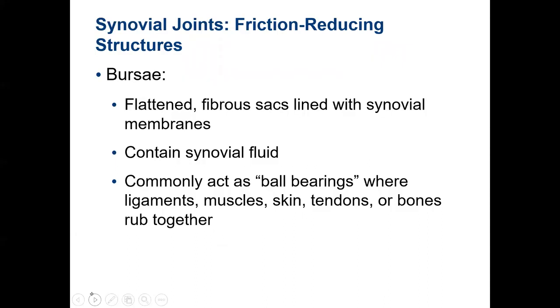There are lots of structures there to reduce friction because friction is bad for the bones. Anytime you apply friction, you're going to get growth and bone spurs, that sort of thing. There are bursa. Bursa are these sacs of fluid that act like ball bearings between the bone and something, the bone and skin, the bone and ligament, the bone and muscle, whatever, to keep friction off the bone.